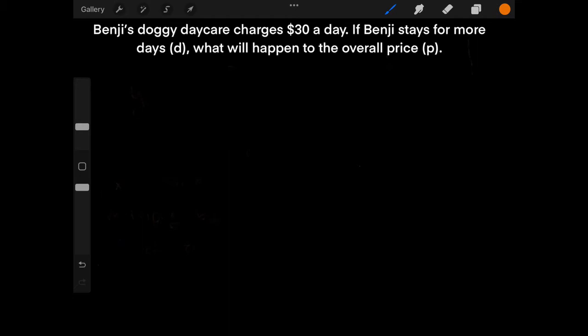So Benji's doggy daycare charges $30 a day. So that is our first rate, because it's some amount or some value over time. Now, if Benji stays for more days, so days can be represented by the variable d, what will happen to the price? And price can be represented as a variable p. So, with these three pieces of information in mind, let's see if it's direct or inverse variation.